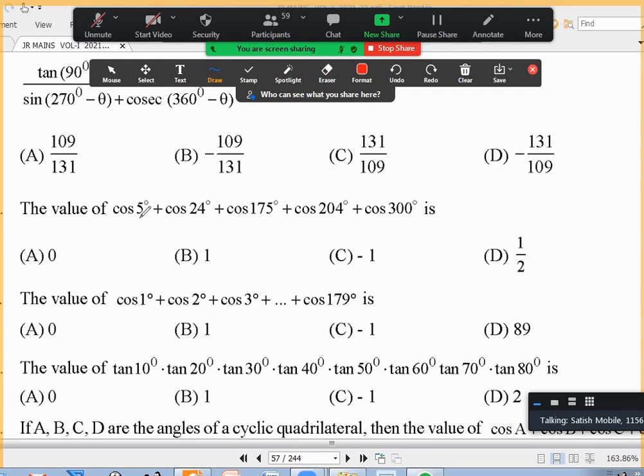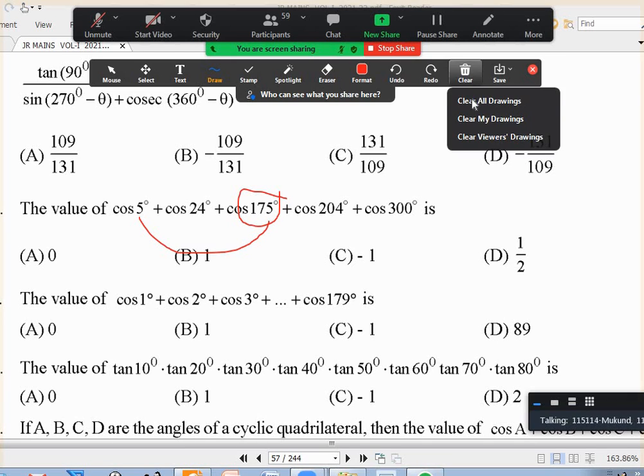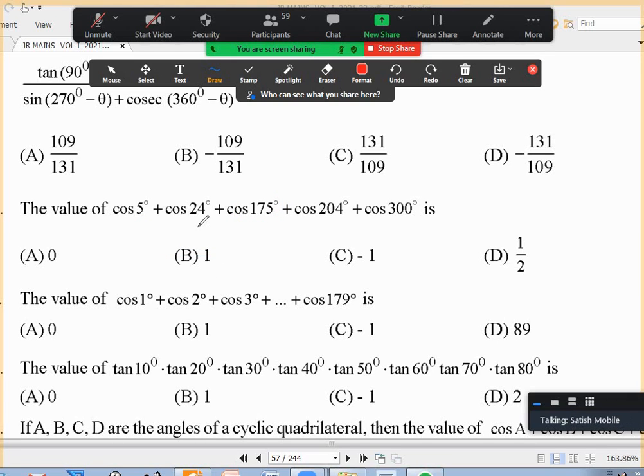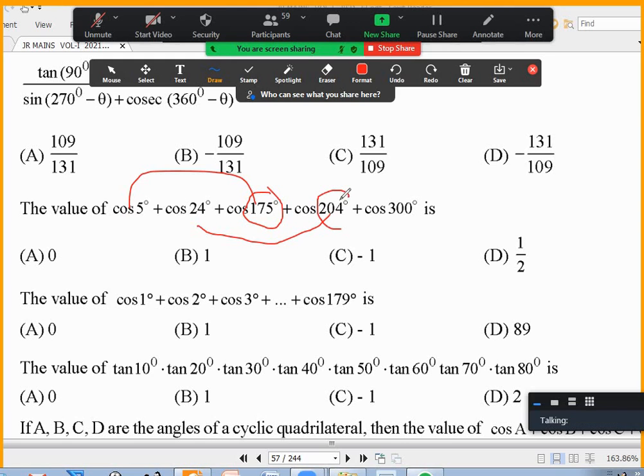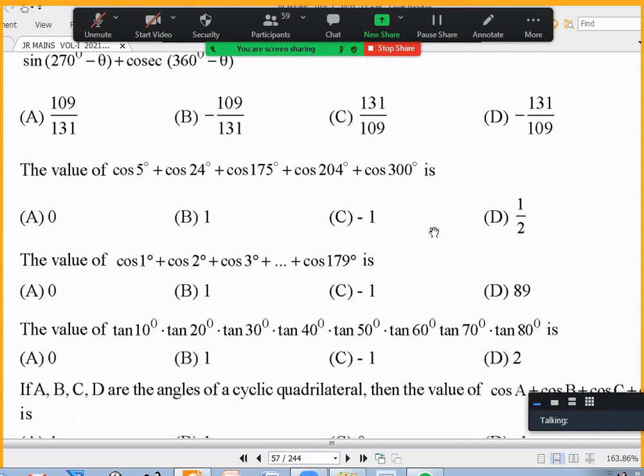That's it. And I think you can combine these two. How to write 175? Cos of 180 minus 5, sir. Yes. So here the difference of these angles is 180, and here the sum of these angles is 180. Based on that, we are able to write this as 180 minus 5, and this as 180 plus 24, and use cos 180 plus theta or cos 180 minus theta. At the end we get 0. 300 is not a big issue because you can do 360 minus 60.